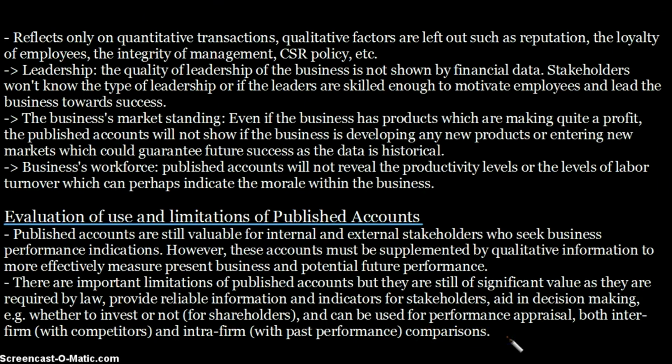So all these comparisons can be made with published accounts as well. Yes, there are some limitations, but still they are not completely useless. They are still useful, and they still have some level of accuracy in them.